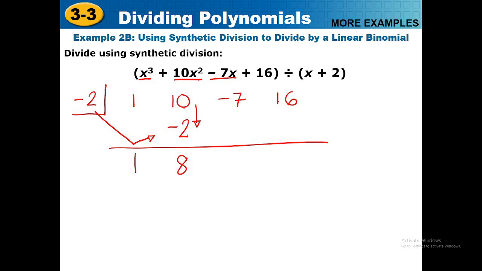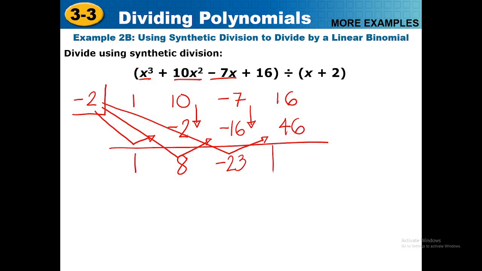8. That's 10 minus 2. Then you multiply negative 2 and 8. How much is that? Negative 16. You add. Negative 23. Then multiply negative 2 and negative 23. Positive 46. So what is our remainder? 62 is the remainder.